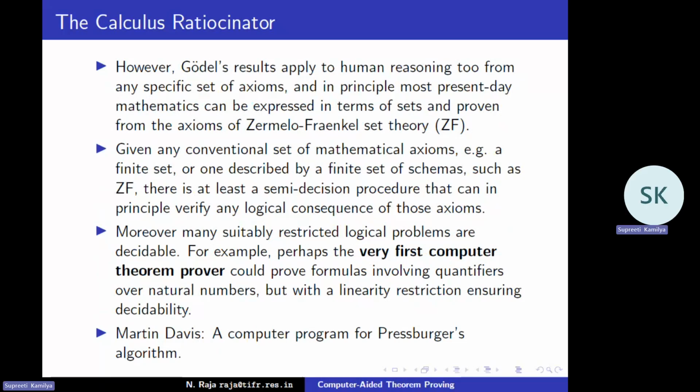So if you start with any conventional set of mathematical axioms, there is, at least on the positive side, a semi-decision procedure that can in principle verify that the theorem you have is a logical consequence of these axioms. Suppose somebody shows you a new theorem, we don't have an automated way of coming up with a proof of it or showing it as false. But at least there is a semi-decision procedure with which you can verify that this is indeed a consequence of those axioms. If somebody gives you a proof, then you can verify it with a computer.